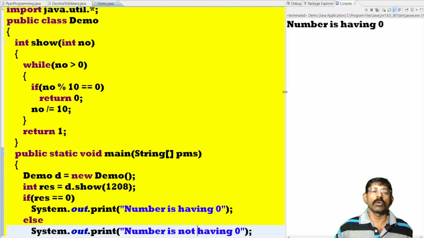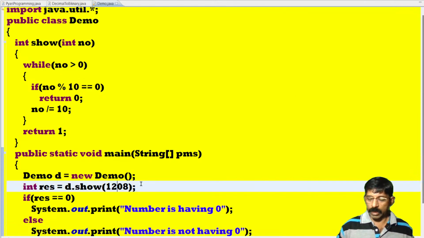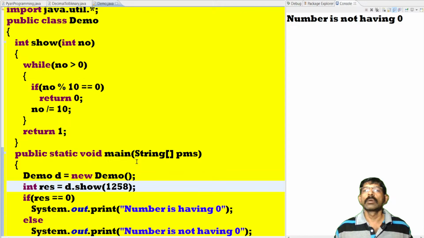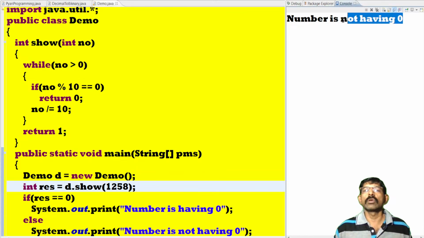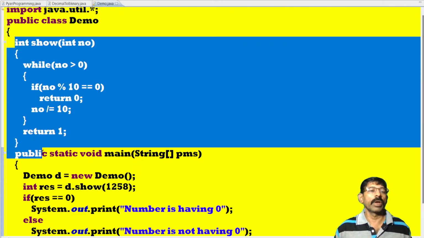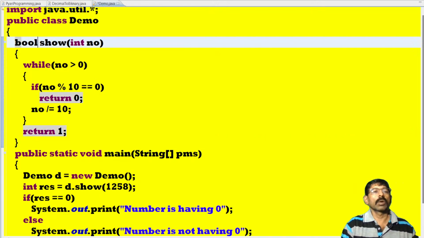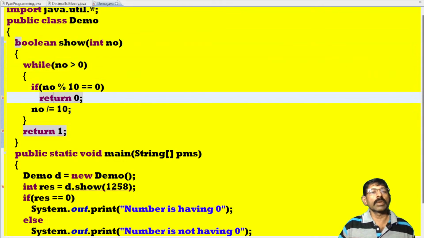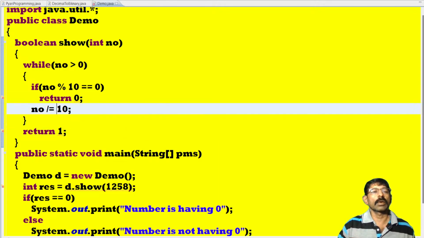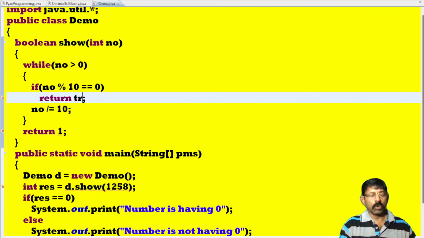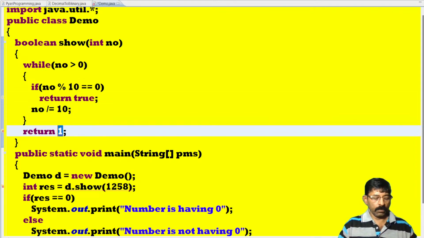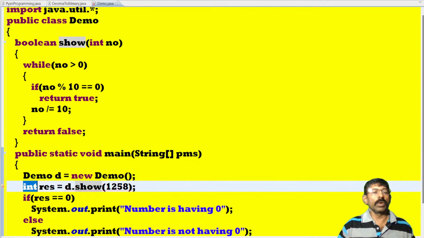Number is having 0. Suppose I am sending 5 now. Number is not having 0. Look at this, how we have reduced the code. We can use boolean over here. Then in that case I will say return true. So here I am using constants, 0 and 1 constants. Then I am saying return true and return false. Now in that case, this will be Boolean.